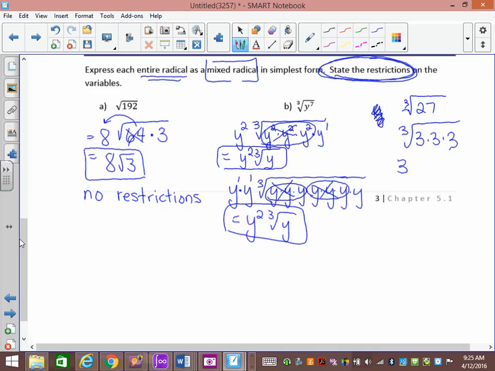This is a cube root. I have no restrictions. I only have restrictions on even indexed radicals. So whenever you see a cube root, usually people get sad because they like square roots so much better. But you should be happy because you will never have a restriction. So no restrictions, because you only have restrictions on even indexes. So square roots, 4th roots, 6th roots, but not cube roots.